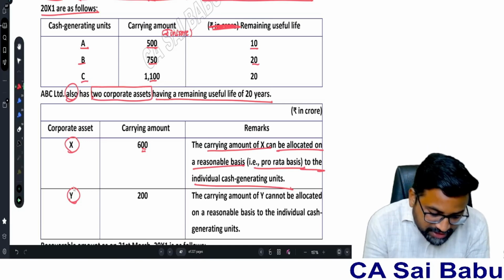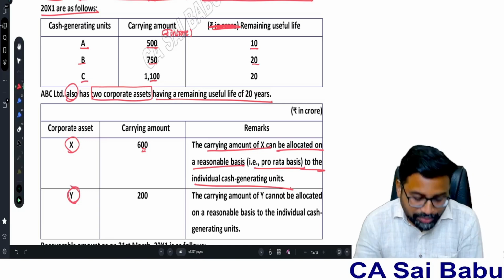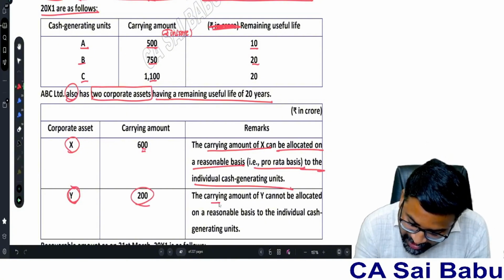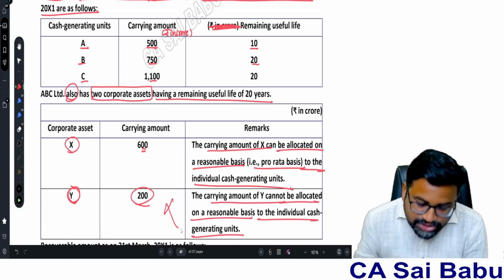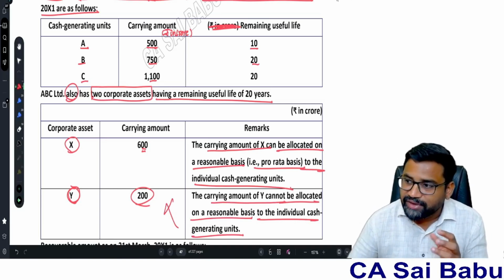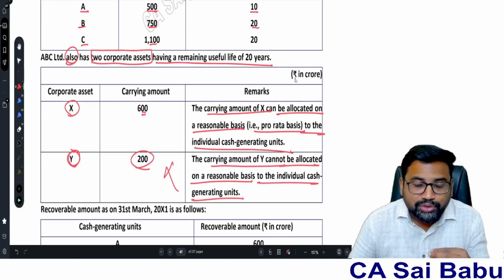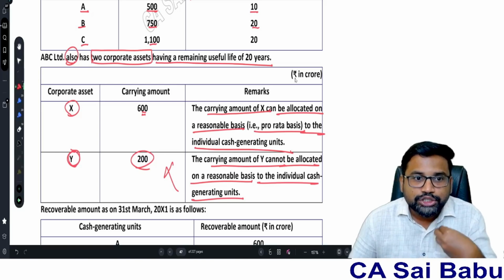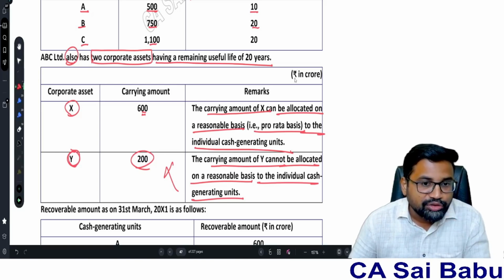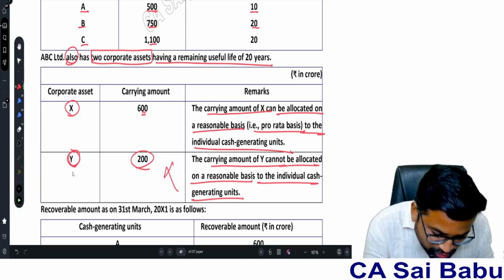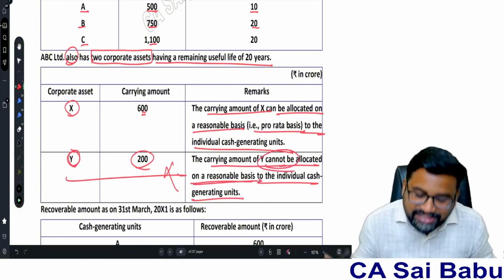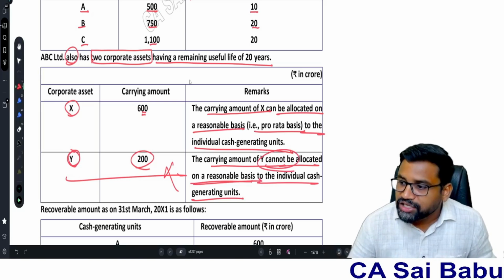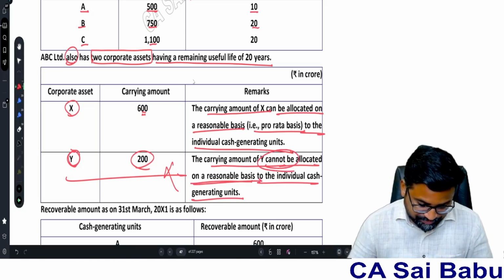But when it comes to corporate asset Y, 200, the carrying amount of Y cannot be allocated on a reasonable basis to the individual cash generating units. So the standard itself said, as I have just discussed, when you are unable to reasonably and consistently allocate any corporate asset to the individual cash generating units, then don't allocate. So here you need to ignore Y, because the question clearly says that Y cannot be allocated on a reasonable basis to the individual cash generating units, but X can be allocated.